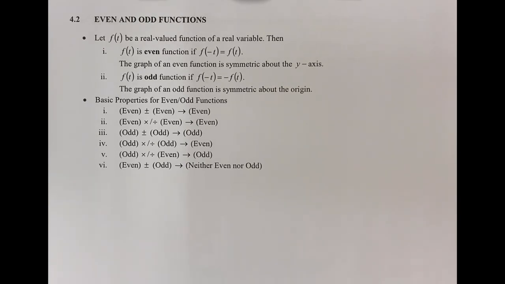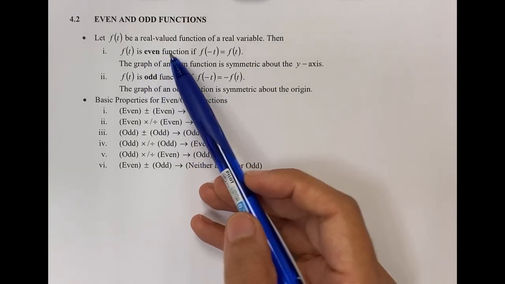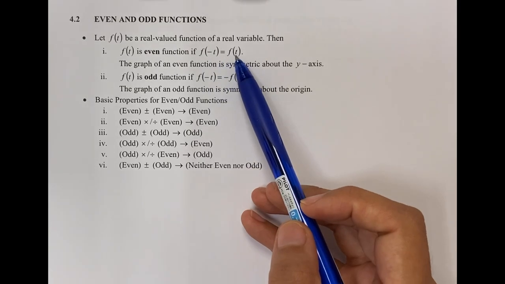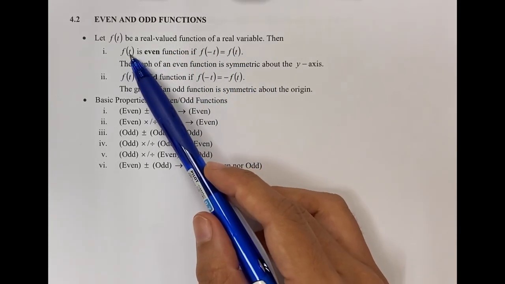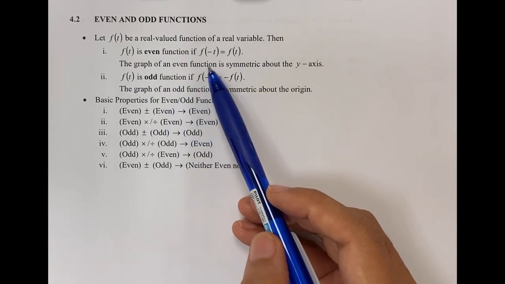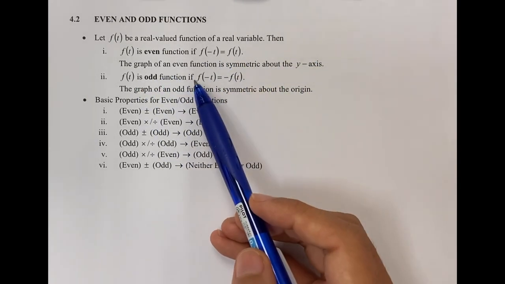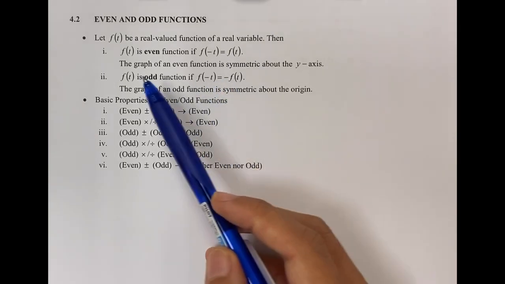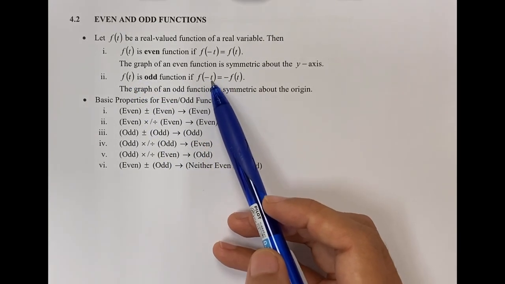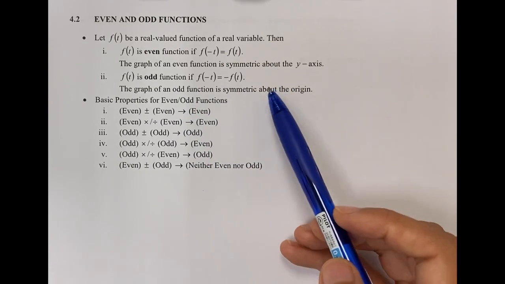4.2 Even and odd functions. So let f(t) be a real value function of a real variable. Then f(t) is an even function if f(negative t) is equal to f(t). When you substitute this t with negative t, you have your f(t) back. Okay, and the graph of an even function is symmetric about the y-axis, while for the odd function, if f(negative t) is equal to negative f(t), f(negative t) can be written as negative f(t), and the graph for an odd function is symmetric about the origin.